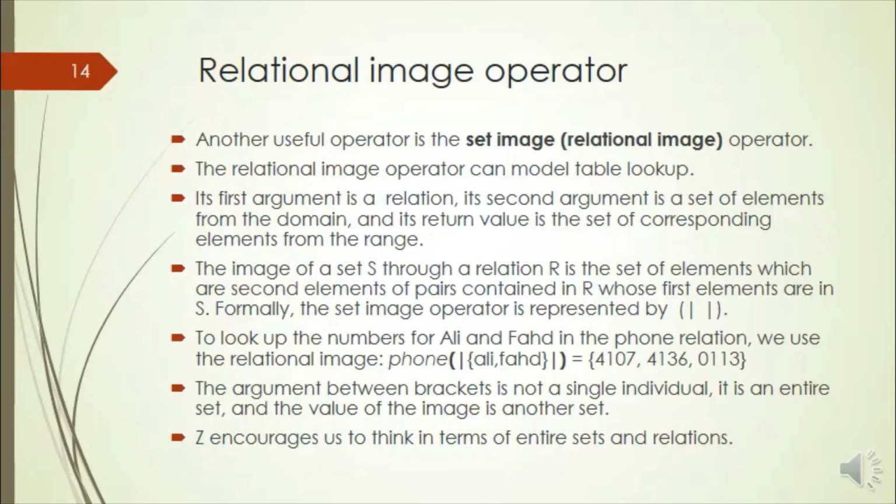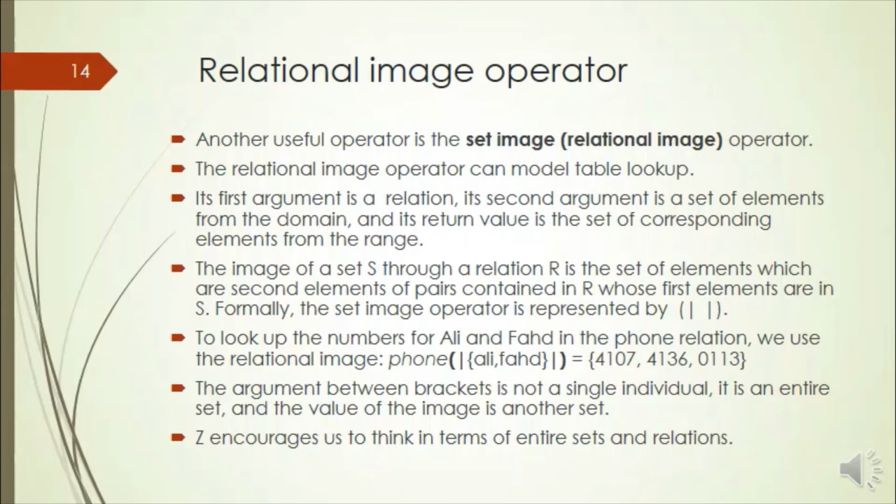Now we have another important relational operator, which is known as relational image. The relational image operator provides us the images of specified values in a given relation. Therefore, it has two arguments. Its first argument is a relation, and its second argument is a set of elements from the domain, and it returns values in the set of corresponding elements from the range.